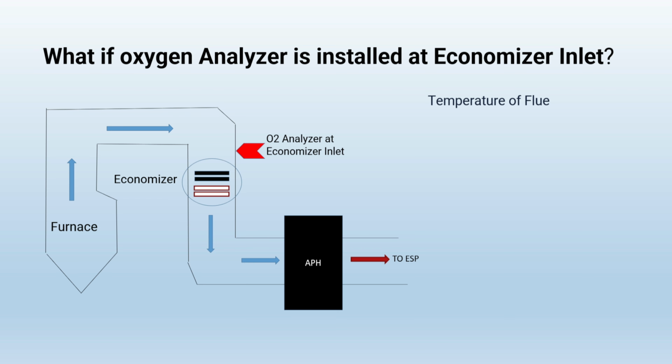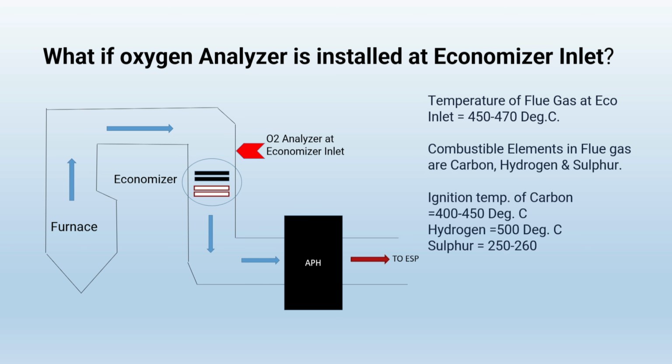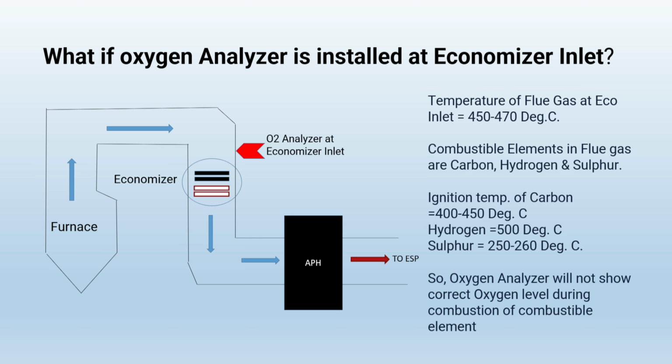The temperature of the flue gas at the economizer inlet is approximately 450 to 470 degrees Celsius. The combustible elements in the flue gas are carbon, hydrogen, and sulfur. The ignition temperature of carbon is 400 to 450 degrees Celsius, the ignition temperature of hydrogen is 500 degrees Celsius, and the ignition temperature of sulfur is 250 to 260 degrees Celsius. So the oxygen analyzer will not show the correct oxygen level during combustion of the combustible elements.